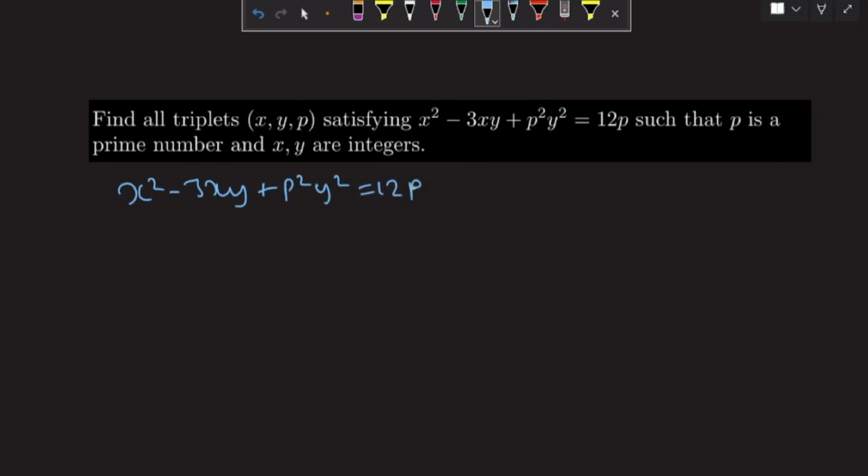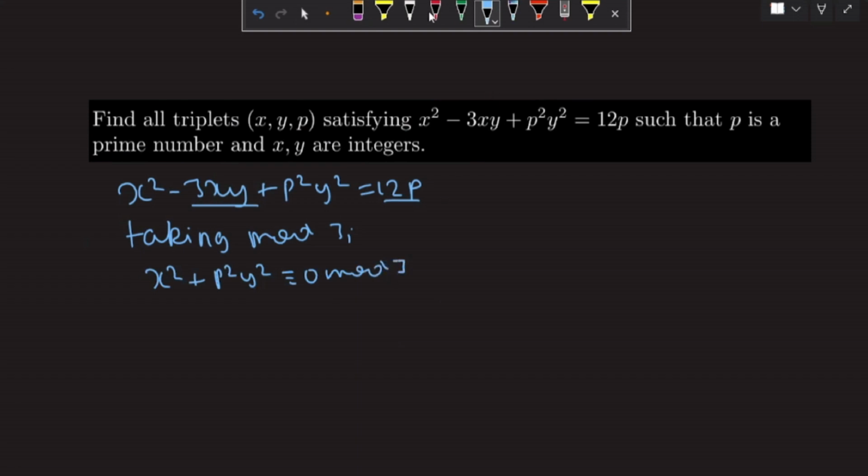So if you have a good command of number theory, the first thing which should strike you on taking a glance at this problem is to take mod 3. Why? Because then this term and this term will vanish, since they both are 0 mod 3. So taking mod 3, we get x square plus p square y square is equal to 0 mod 3.